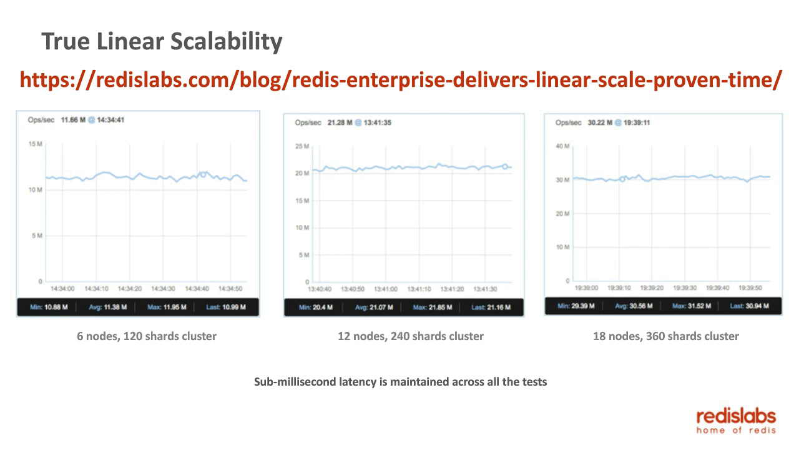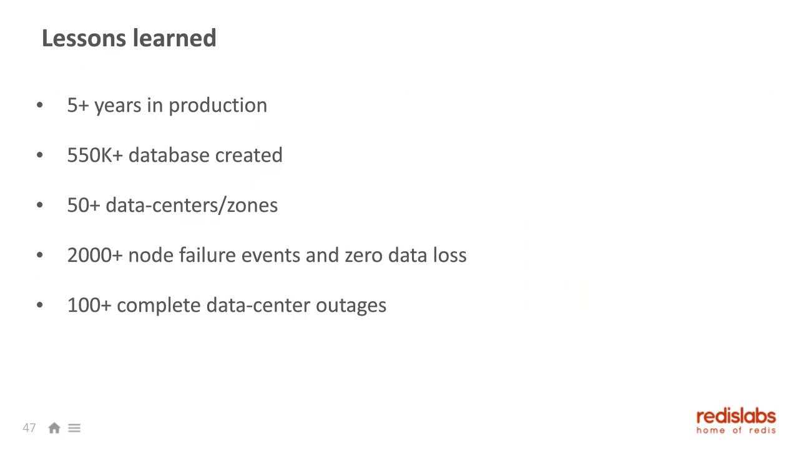Let's talk about high availability. We have some lessons learned. We've been running Redis Enterprise for 5 years in production. We've managed 550,000 databases over more than 50 data centers or availability zones. We had 2,000 node failures and 0 data loss. And we even had complete data center outages. So we did learn our lesson, and our enterprise software has been improved continuously.